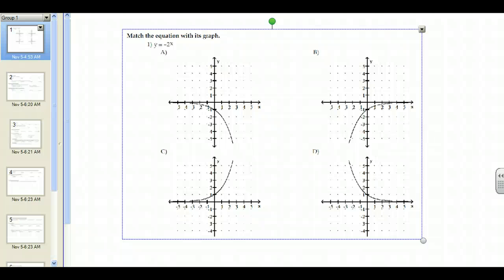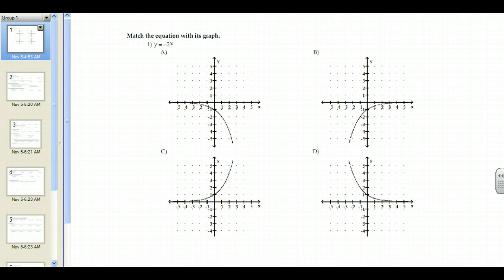This is solutions to your practice tests that was posted last week. So question 1 here, it has us match an equation with a graph. So this is y equals 2 to the x negated.